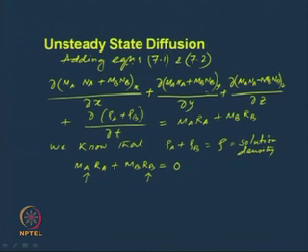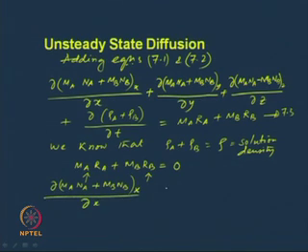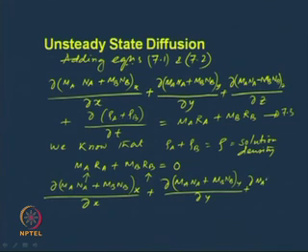So, if we substitute these two in equation number 7.3, we will have ∂(MA NA + MB NB)x/∂x plus ∂(MA NA + MB NB)y/∂y plus ∂(MA NA + MB NB)z/∂z plus ∂ρ/∂t is equal to 0. So, this is equation number 8.